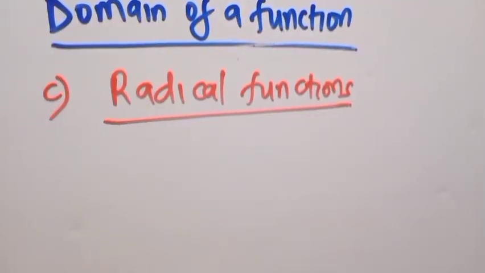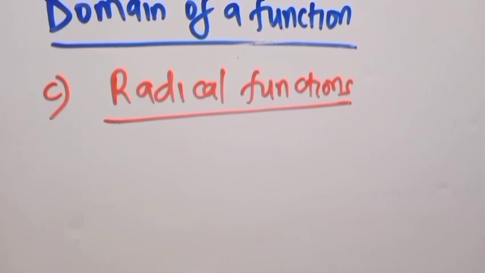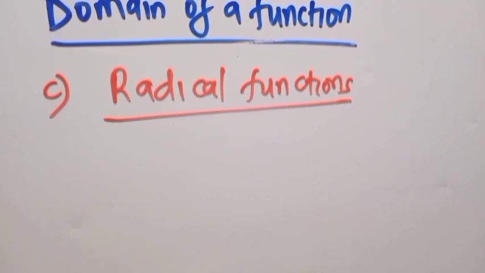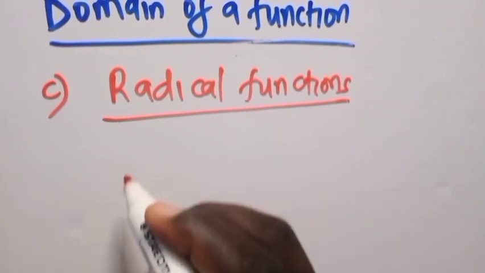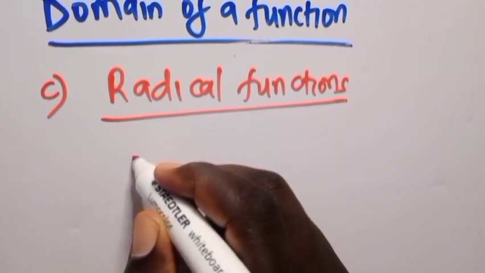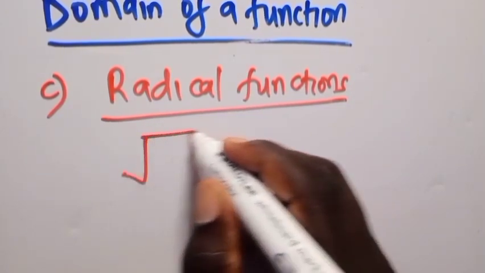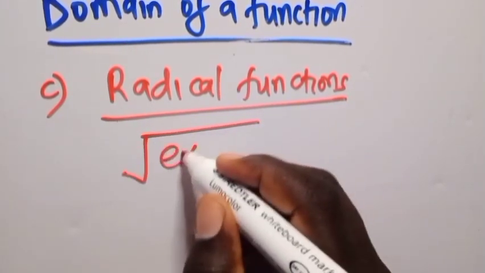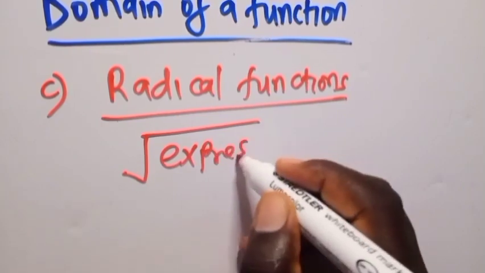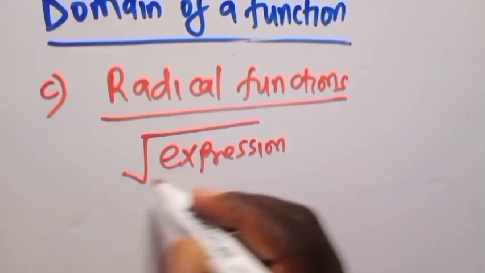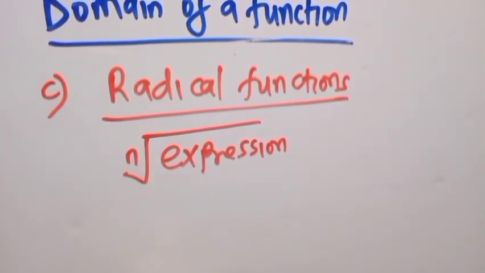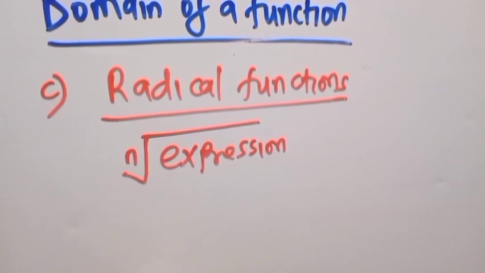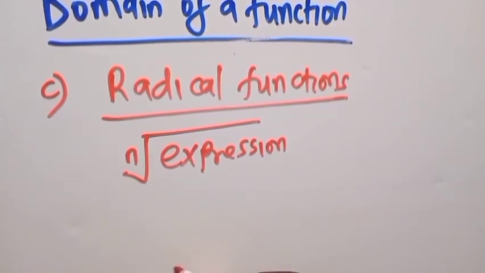Now, radical functions are functions that contain square roots, or cube roots, or fourth roots, or fifth roots. And therefore, that means radical functions are functions of this form. That is, the expression is inside the root sign.